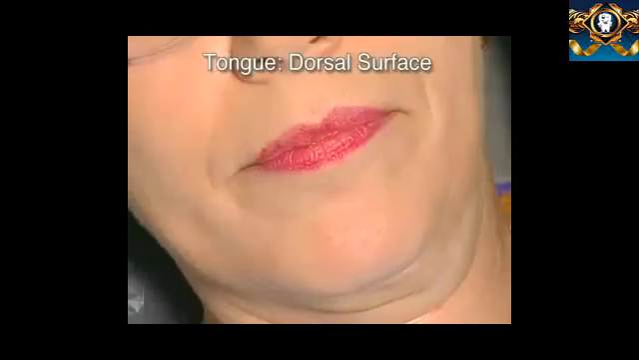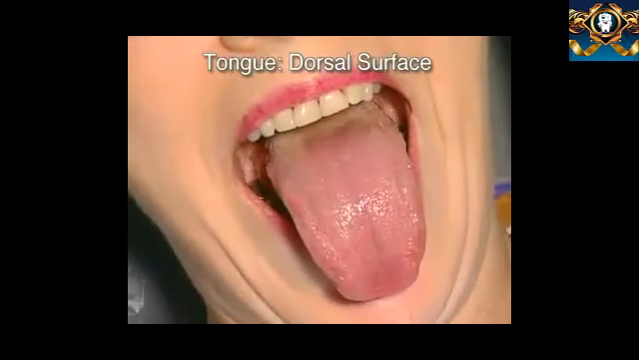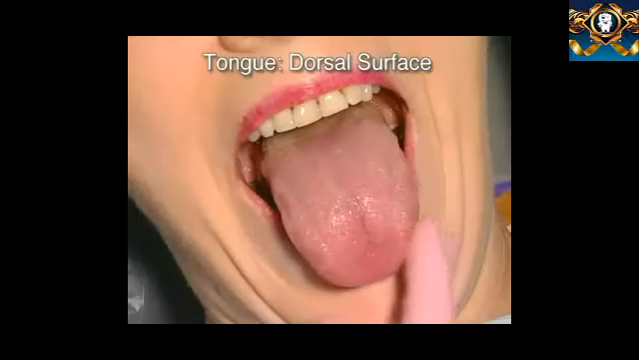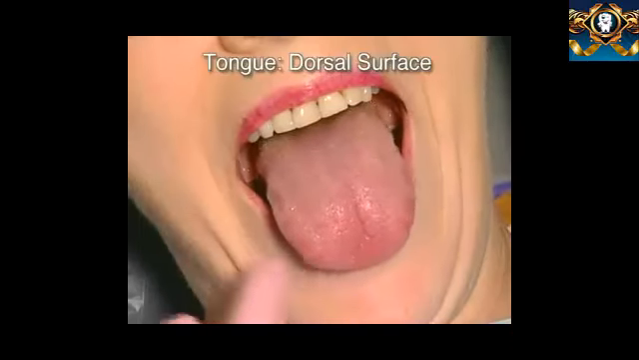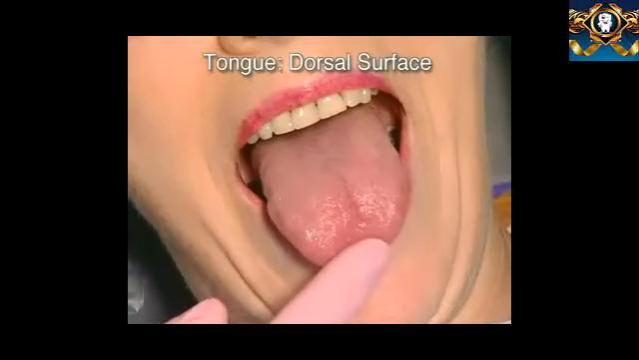Next, inspect the dorsal surface of the tongue. Ask the patient to relax her tongue and protrude it slightly from the mouth. Remember that you want to examine the entire dorsal surface and tip of the tongue. So take a minute to inspect the tip and anterior portion of the tongue at this point.